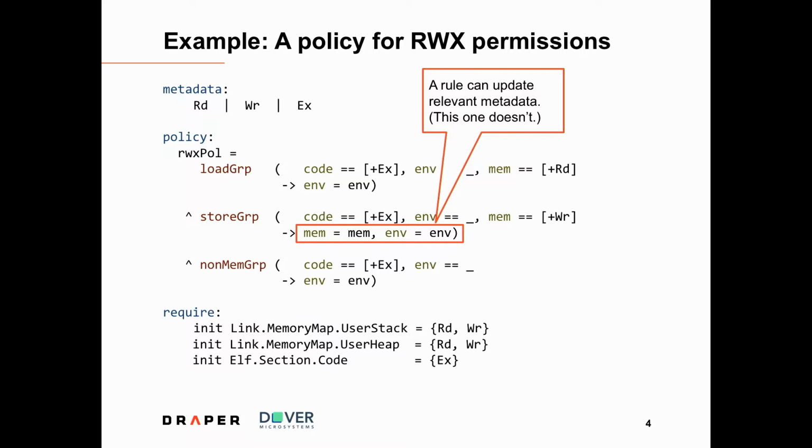Now, this policy doesn't need to change metadata as it executes, so the last part of the rule doesn't do much. We'll see another policy in a second that does change metadata. So putting that together, this rule allows store instructions as long as the code has the execute tag and the memory that's being written to has the write tag. And it doesn't make any updates to metadata.